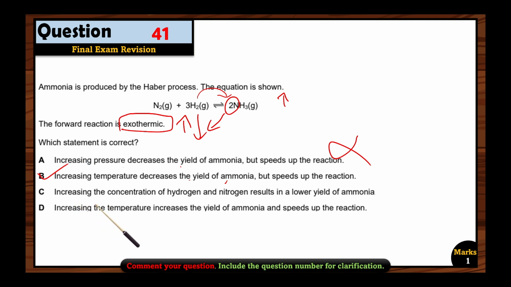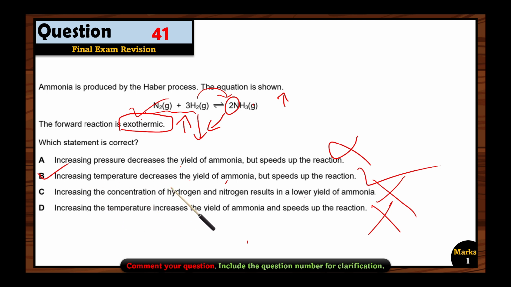Let's see now. Increasing the concentration of the hydrogen and nitrogen results in a lower yield of ammonia. Wrong, because if you increase the reactants, the product will be increased. Increasing the temperature increases the yield of ammonia. That's wrong. Increasing the temperature will decrease the yield of ammonia, because this reaction is exothermic. So only we are left with this option. Option B is the right option.